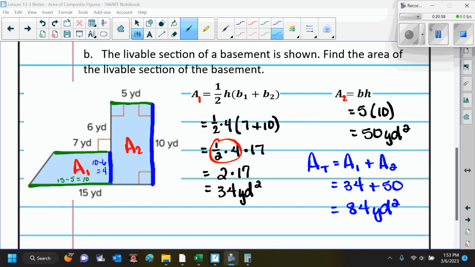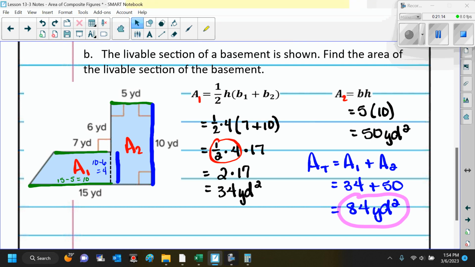All right, so here is my final answer, 84 yards squared. Sorry about that. And this is how we got it. So we split it. I went ahead and I split it right here. I'll split it right here. So here we've got area 1, which is a trapezoid, and we've got area 2, which is a rectangle.